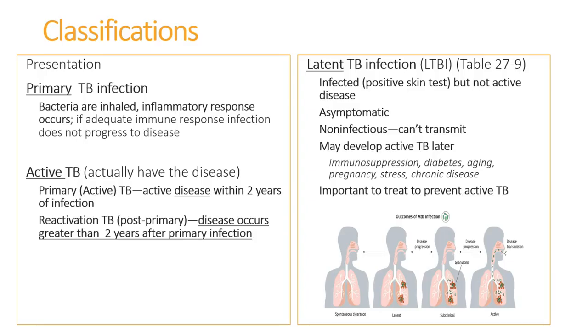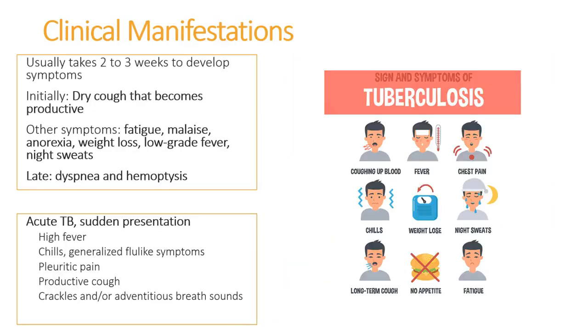Remember, latent can progress to active tuberculosis, okay? Now, the signs and symptoms could take 2 to 3 weeks to develop after being infected, but they can also develop within 2 years. So it's typically a gradual onset, and the initial symptom that we tend to see is a dry cough, but it'll eventually become productive. So that dry cough is irritating, and it can become productive.